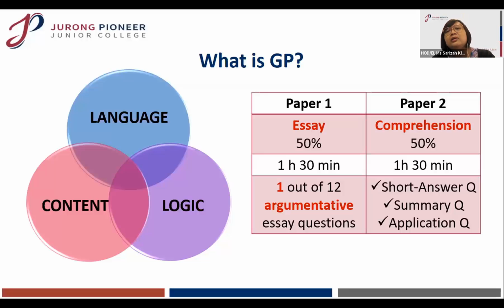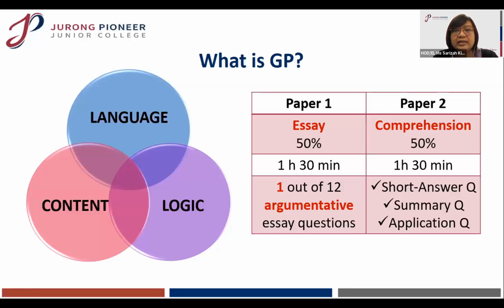Then you also have paper 2, which is somewhat similar to what you sit for at the O-level, which is the comprehension paper. Okay, you have your short answer questions, your summary questions, as well as a new question that you would not have done at O-level. So that's the application question.